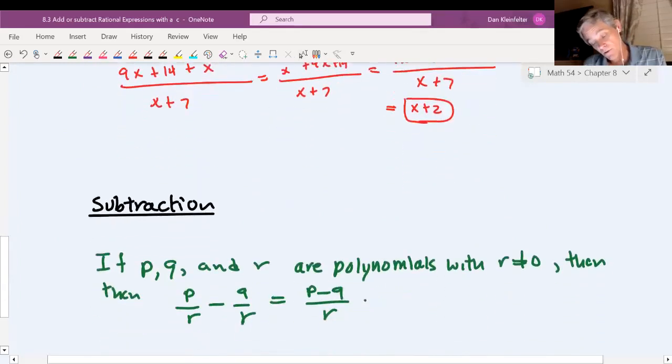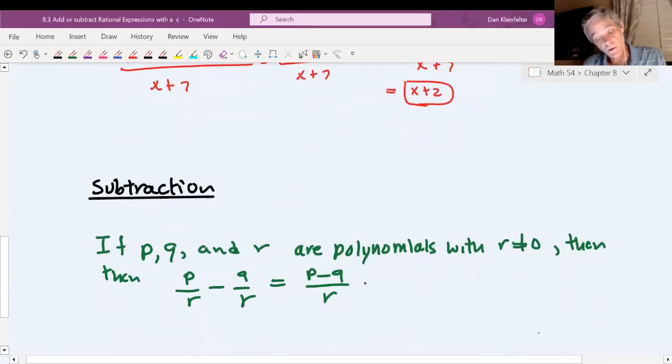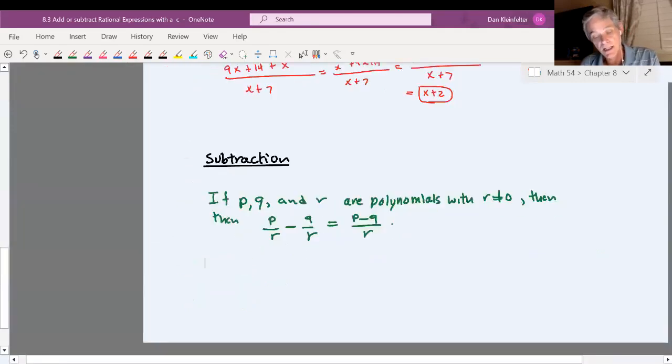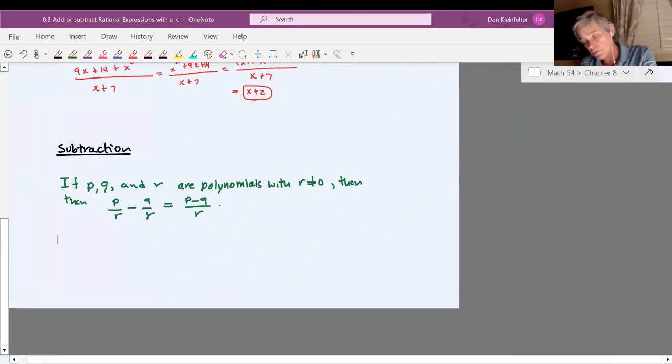Subtraction next. If you've got three polynomials, P, Q, and R, and R is not zero, then P over R minus Q over R is P minus Q over R. So again, we'll keep the same denominator and subtract the numerators. So let's try that.